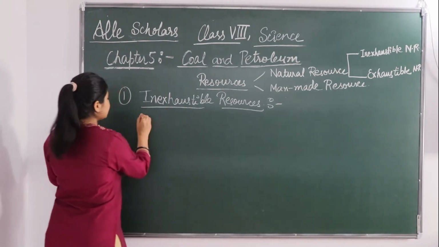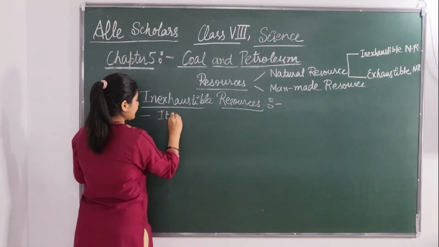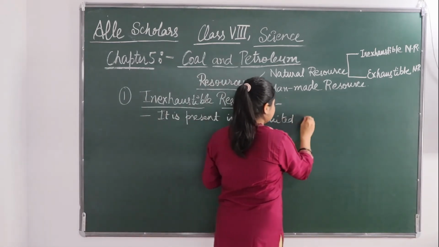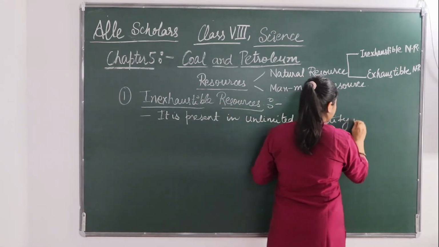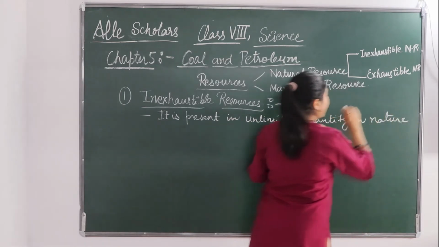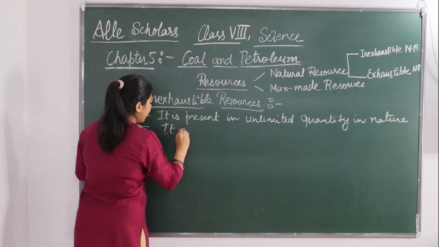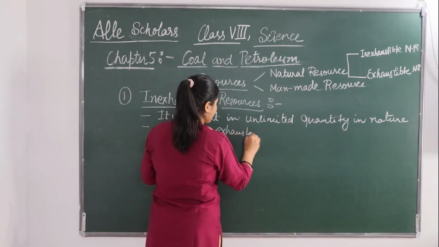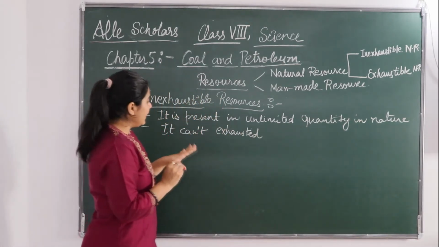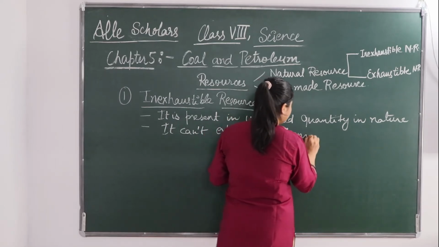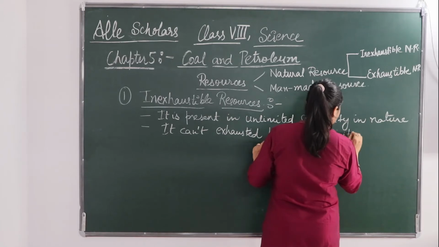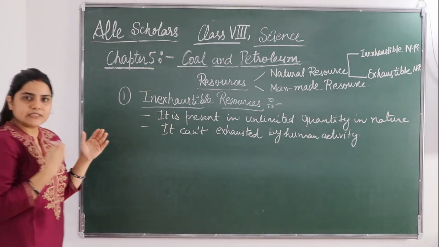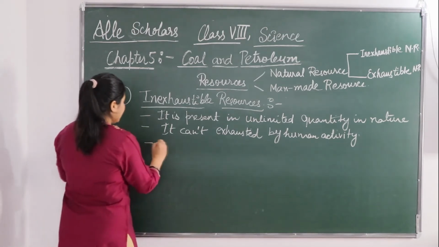Okay? So what will be the points of inexhaustible resources? It is present in unlimited quantity in nature. Okay, and the second thing is that it can't be exhausted. Okay, it can't be finished by human activities. By any activity of humans it cannot be finished or exhausted. This type of resources are called inexhaustible resources. Okay, so it is present in unlimited quantity in nature. Okay, let's see the example.